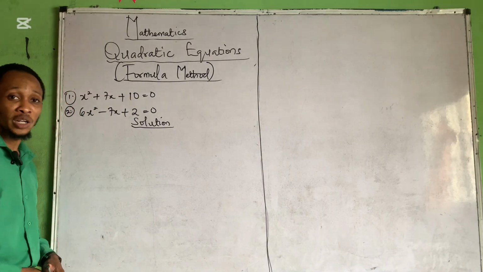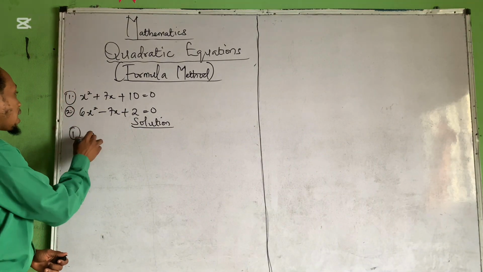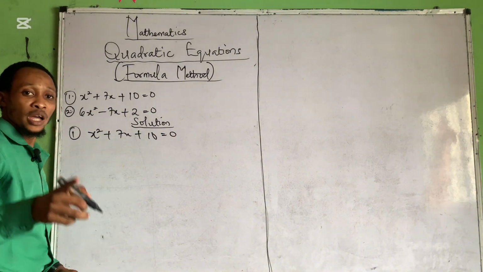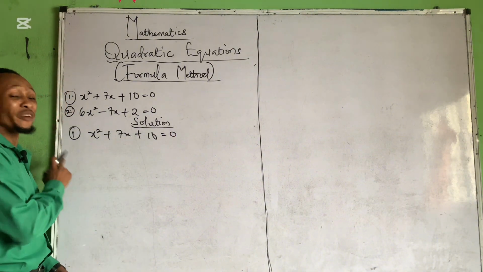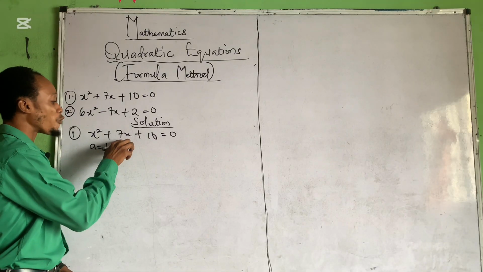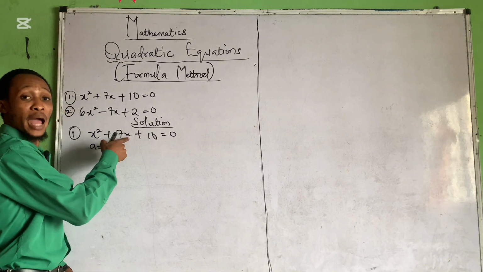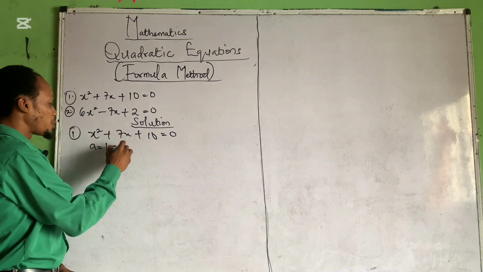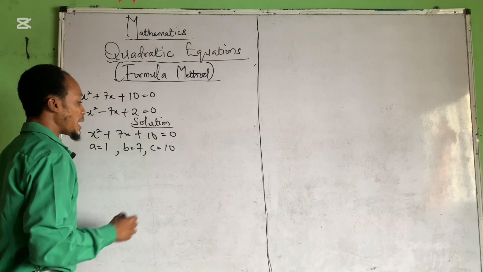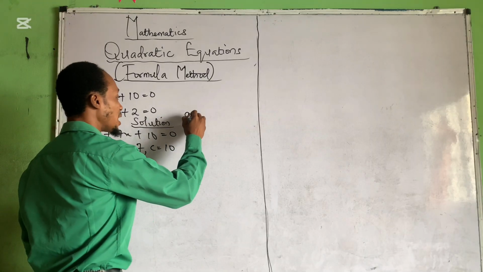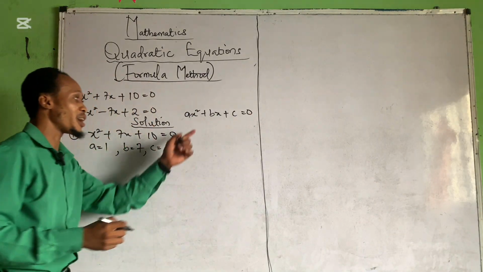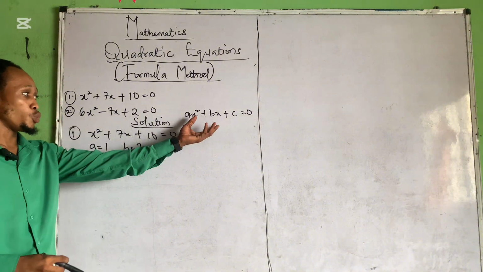Now we have two equations on the board. The first one is x squared plus 7x plus 10 equals 0. Remember, the coefficient of x squared here is 1. Then the coefficient of x here is what? 7. That will be b equals 7. Then c is what? 10. From the general form of a quadratic equation, which is this.